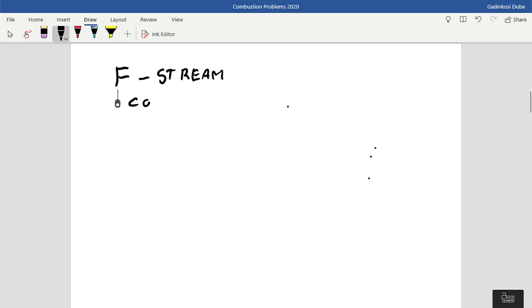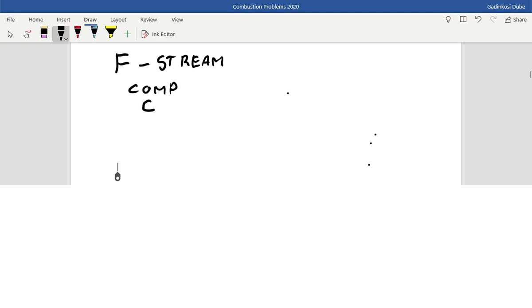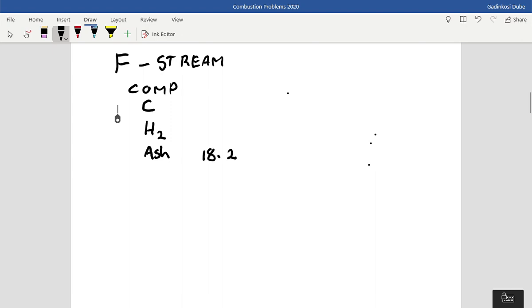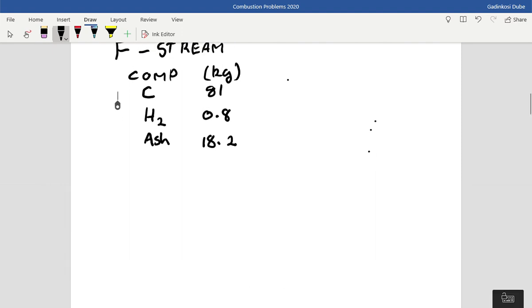So let's look at that. So components, you've got C, you've got H. Well, since it's diatomic, this is what you do. And then you've got ash. Ash, you know, it's 18.2. The other one is 0.8. The other one is 81. Now these are kilograms, because it's your mass. Now these kilograms total up to 100. So here you're going to have 100.